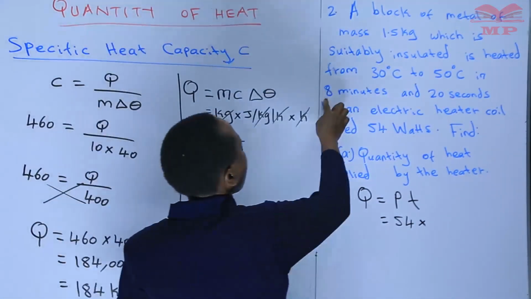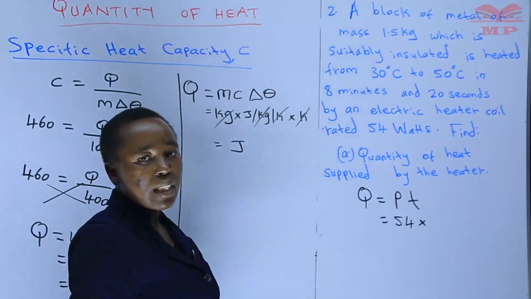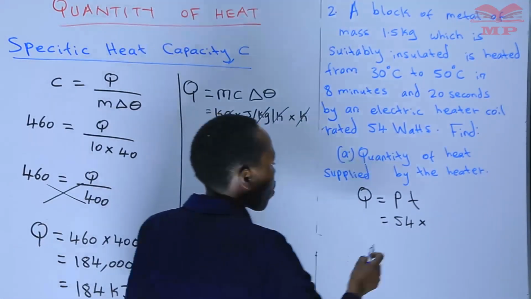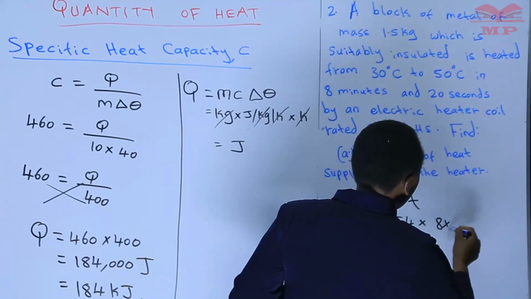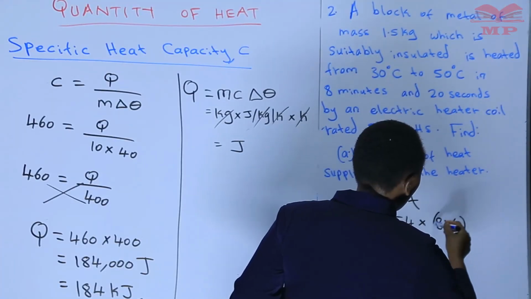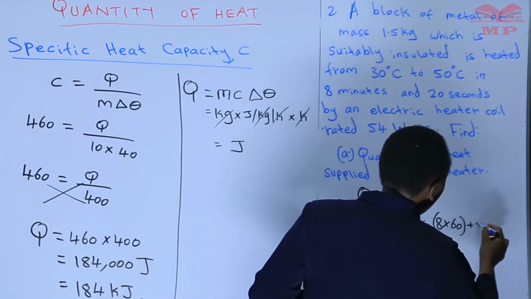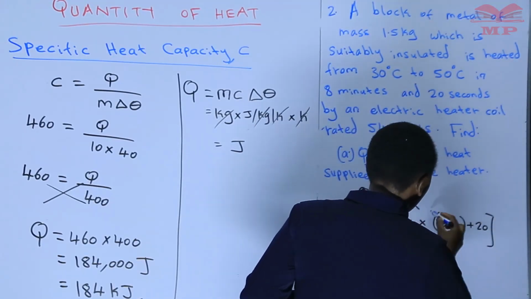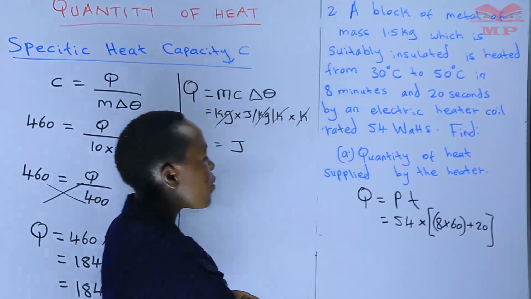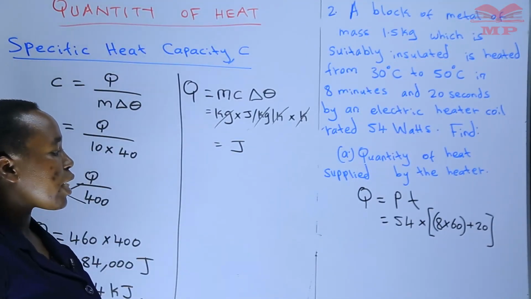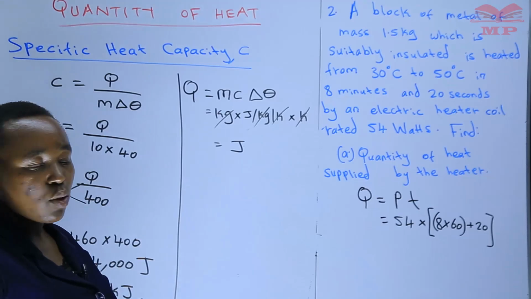So here we have 8 minutes. We convert it into seconds by multiplying by 60. So our time will be 8 times 60. That's what we have. Then we have 20 seconds, so here we add plus 20. That way, we have 54 multiplied by the total there, which is 8 times 60, then plus 20.